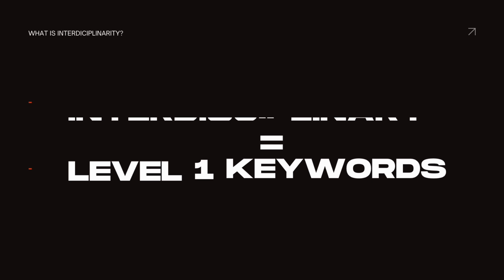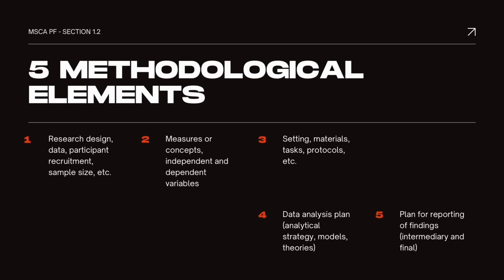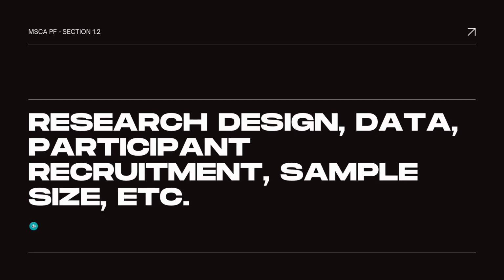We are going to look at 5 core elements of any project's methodology that can be brainstormed for innovation. These are: first, research design and data collection, then measures and concepts, then settings and tasks, then data analysis plans, and also reporting strategies. And I will show you how to come up with fresh interdisciplinary twists with some concrete examples from non-adjacent disciplines. First, let's talk about research design and data collection.